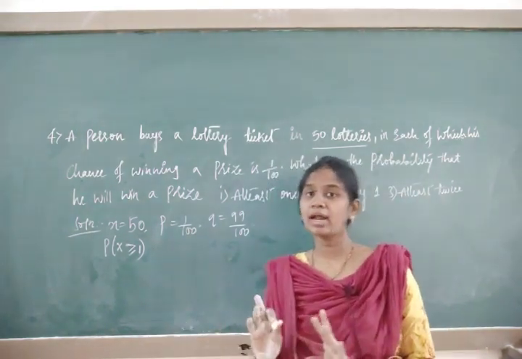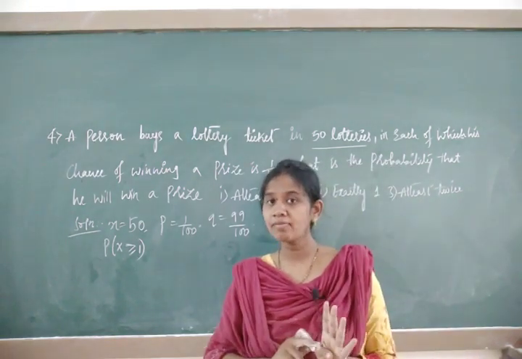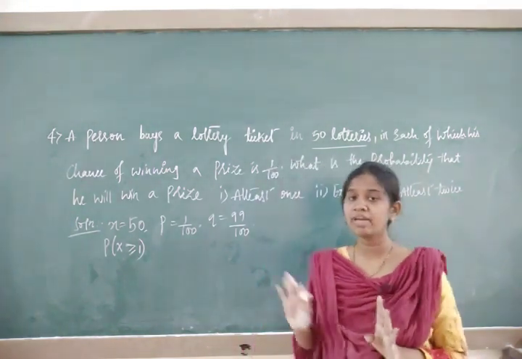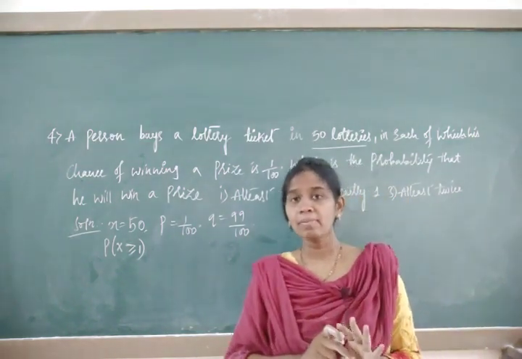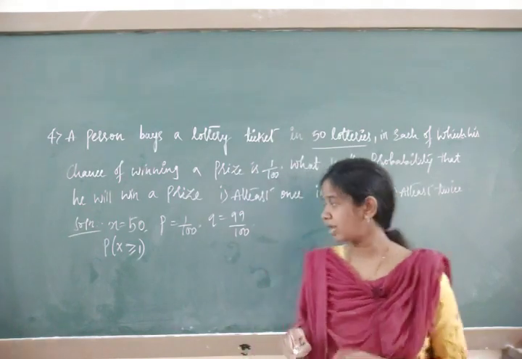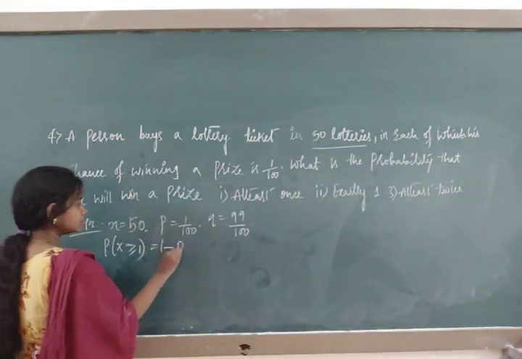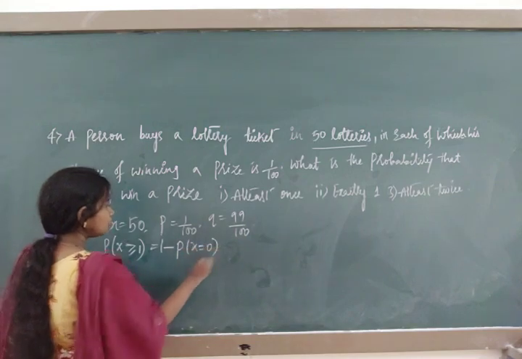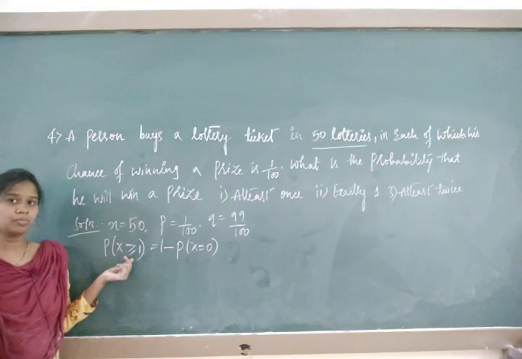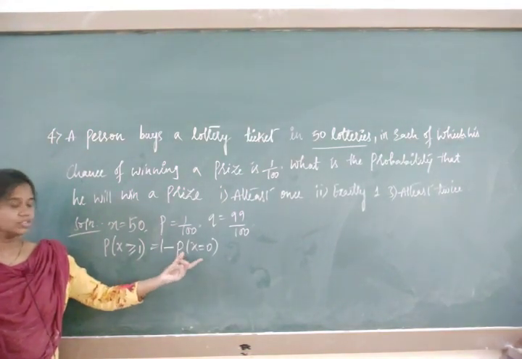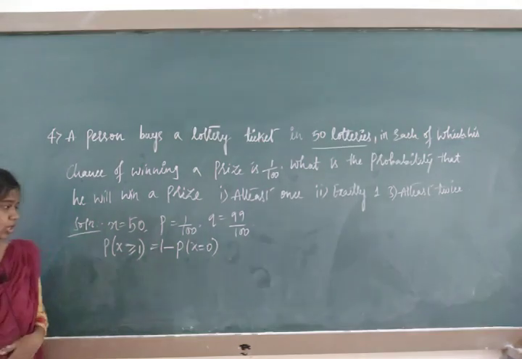Instead of that, you can write 1 minus P of x is equal to 0. Why am I taking 1 minus? Whenever the higher value is there, you should prepare this way. 1 is the maximum of the probability range. Why have I taken P of x is equal to 0? Because you have to move from 1 to 50, and in that 0 is left out, so subtract it from the probability range: 1 minus P of x is equal to 0.